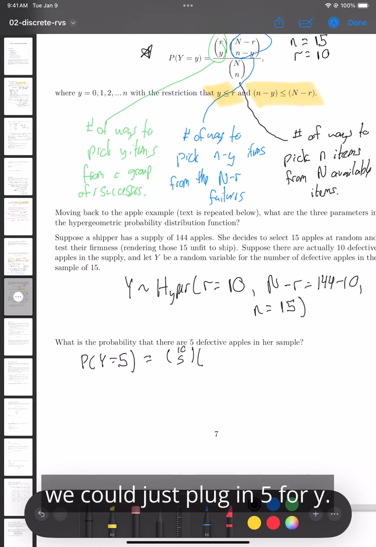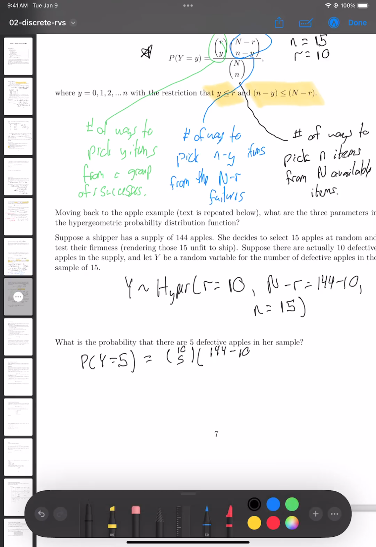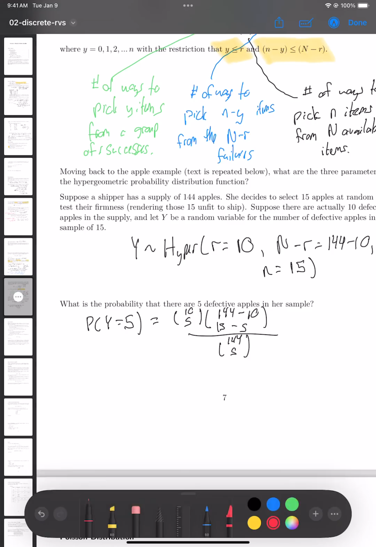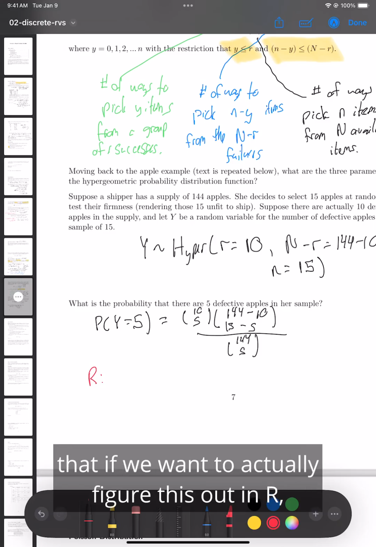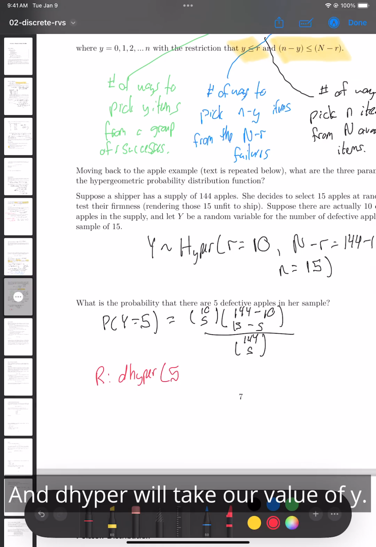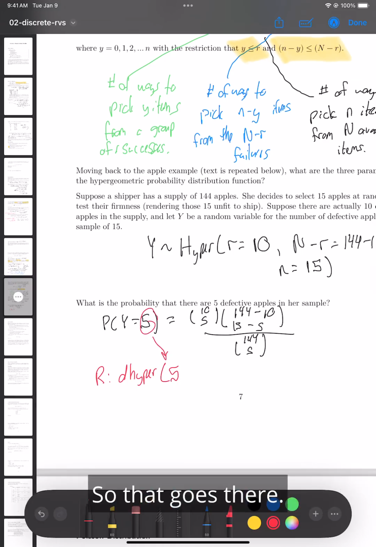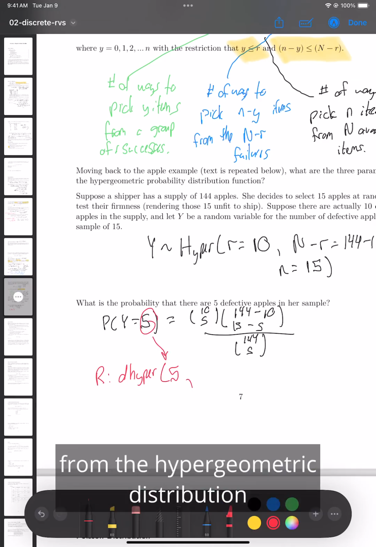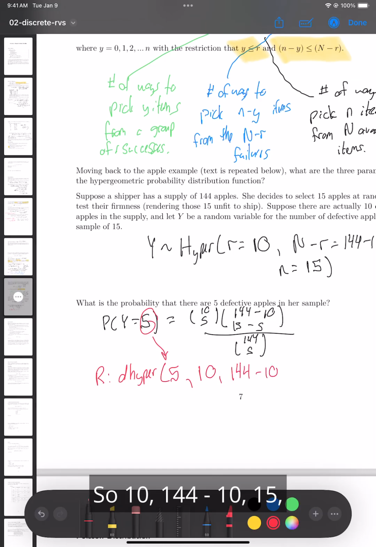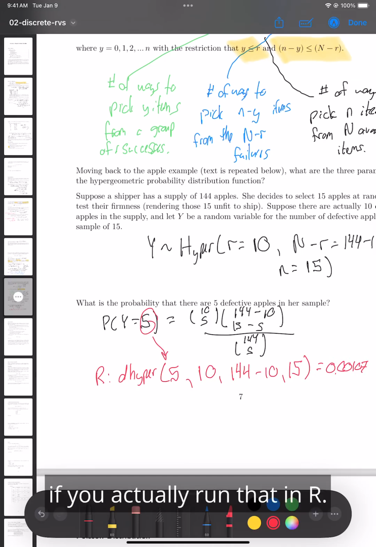We could just plug in 5 for y. This is kind of a pain to calculate by hand, but I think we've used these R functions enough now that you might be able to reason through it. If we want to actually figure this out in R, there is a dhyper function, and dhyper will take our value of y, so that goes there, and then it will take the 3 parameters from the hypergeometric distribution as we wrote them out earlier. So 10, 144 minus 10, 15, and that is 0.00107 if you actually run that in R.